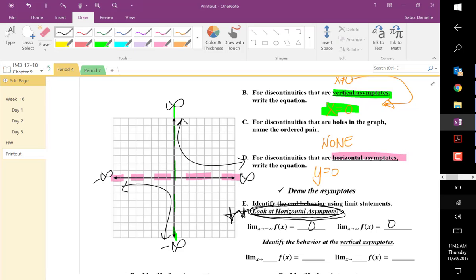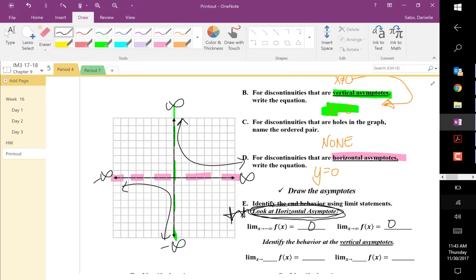Let's read it. As x is going to negative, here I am, I'm x. And I'm going towards negative, here I go. Do you see how the function is slowly going towards it? That's why it's going towards 0. Let's do the other side. As x is going to positive, so here I am, I'm x, and I'm going positive, positive, positive. Where is the function approaching? Do you see how it's slowly going towards 0? Yeah. That's why the answer is 0. So they would actually touch.